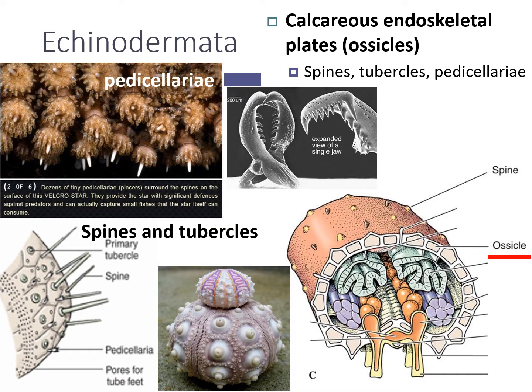So the calcareous endoskeletal plates that are known as ossicles, you can see them, that's these little bits here. So not quite a skeleton, but just endoskeletal plates, an internal skeleton sort of structure. Spines, tubercles, and pedicellariae. Down here we've got some spines and the tubercles. Tubercles are just going to be these bumps coming out, and spines are spines. The pedicellariae are these crazy little claw-like things that are going to come out of the skin of these things.